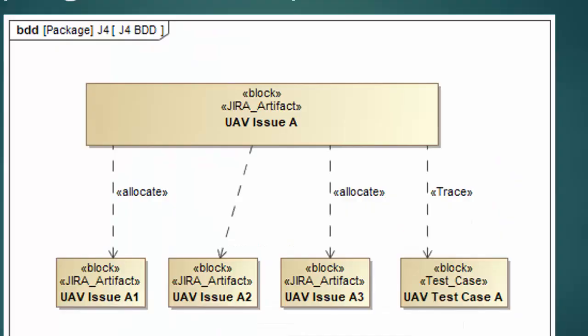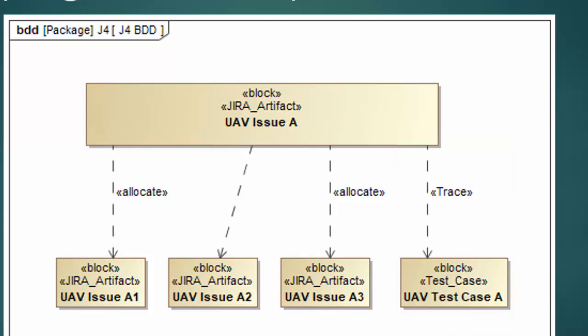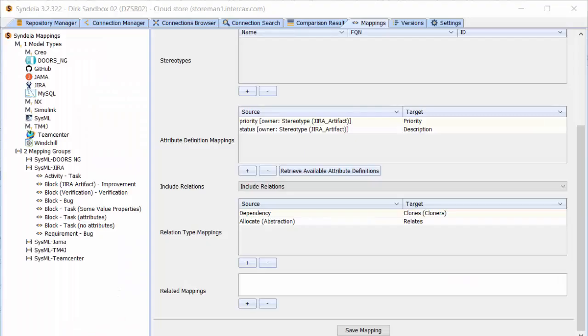In some cases with relationship mapping, the child element at the end of the relationship is of a different type than the parent, as in this example. UAV test case A, connected to UAV Issue A by a trace relationship, has a test case stereotype, and we want to map it to a JIRA TM4J test case in the JIRA project. Our mapping needs some additional information to handle the transform correctly. Back in the Mappings tab, we first find or create a mapping from the SysML block test case to the JIRA TM4J test case.